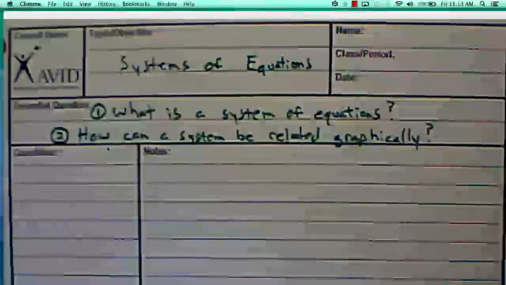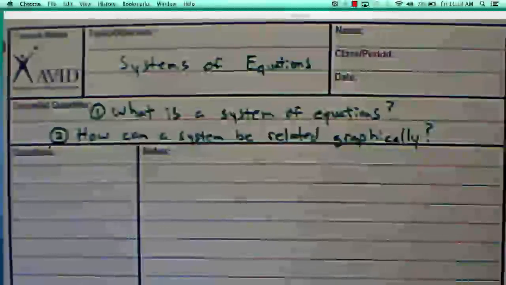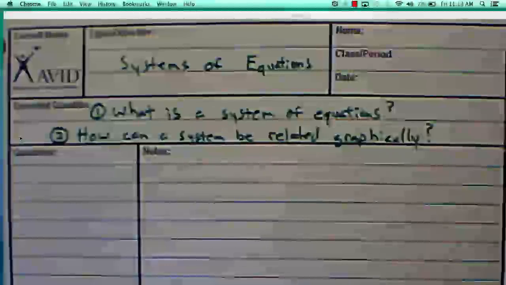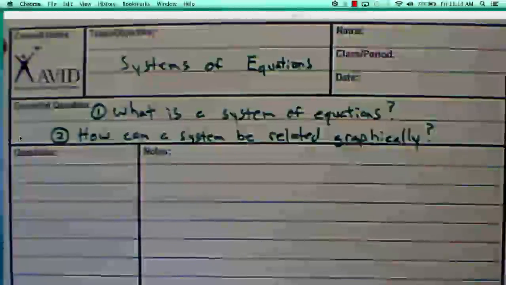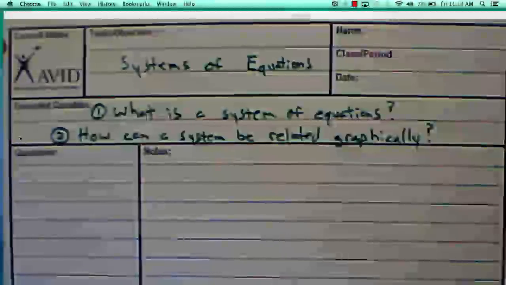In this video we will be looking at systems of equations. We'll have two essential questions. What is a system of equations and how can a system be related graphically?